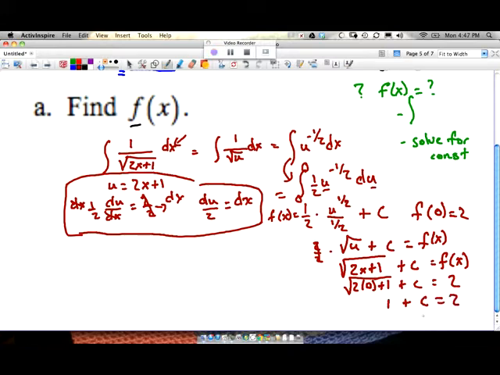We'd have 1 plus c equals 2, c equals 1. Technically, I'm done. I am done because I've been labeling my work throughout here, but just to give a conclusion answer, f of x equals, well, we have this piece right here. We're going to have square root 2x plus 1, and we got plus 1 on the outside as well.